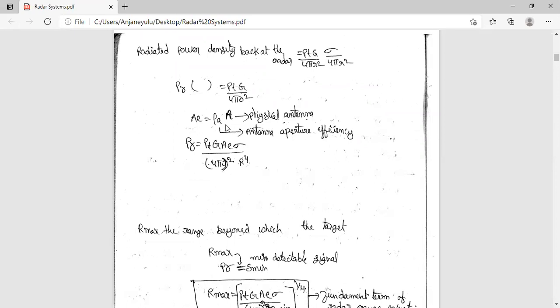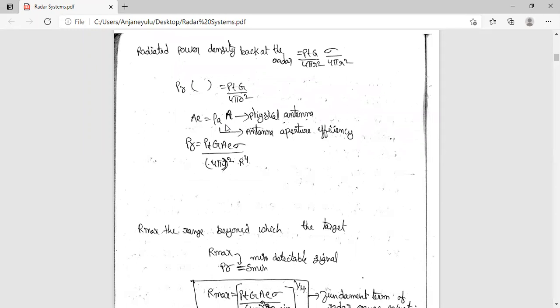So that equals the effective aperture area at the receiving antenna. Some signals are reflected back from the target. Among those signals, which signals are received by the receiving antenna depends upon the effective area of the receiving antenna.